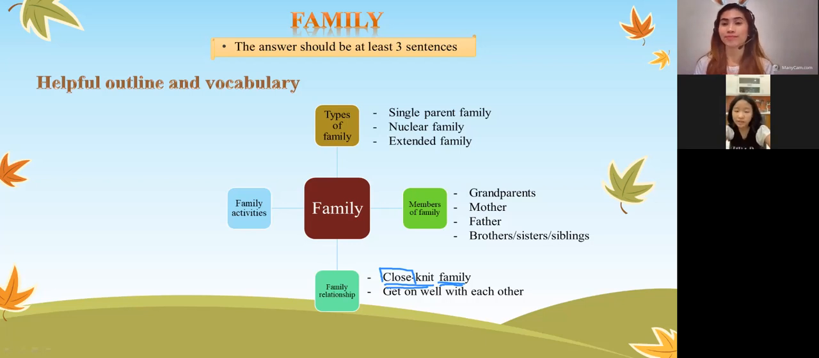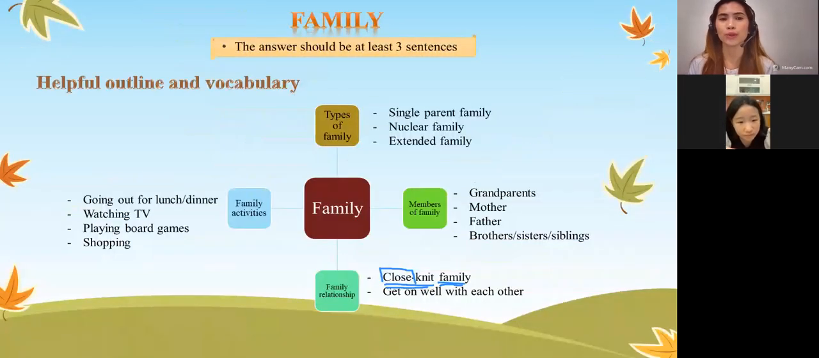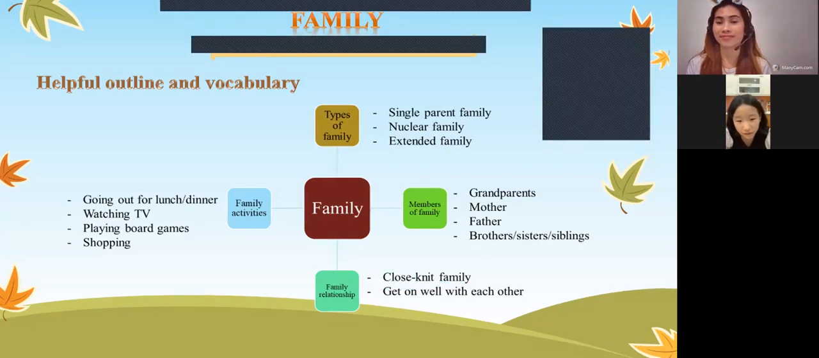We watch TV together. Plant vegetables together. Wow, that's nice. And travel anywhere together. Wow, okay. We're going to talk about that, family activities. What are some of the things you do together? We go out for lunch, dinner, watch TV, and shopping. Okay.